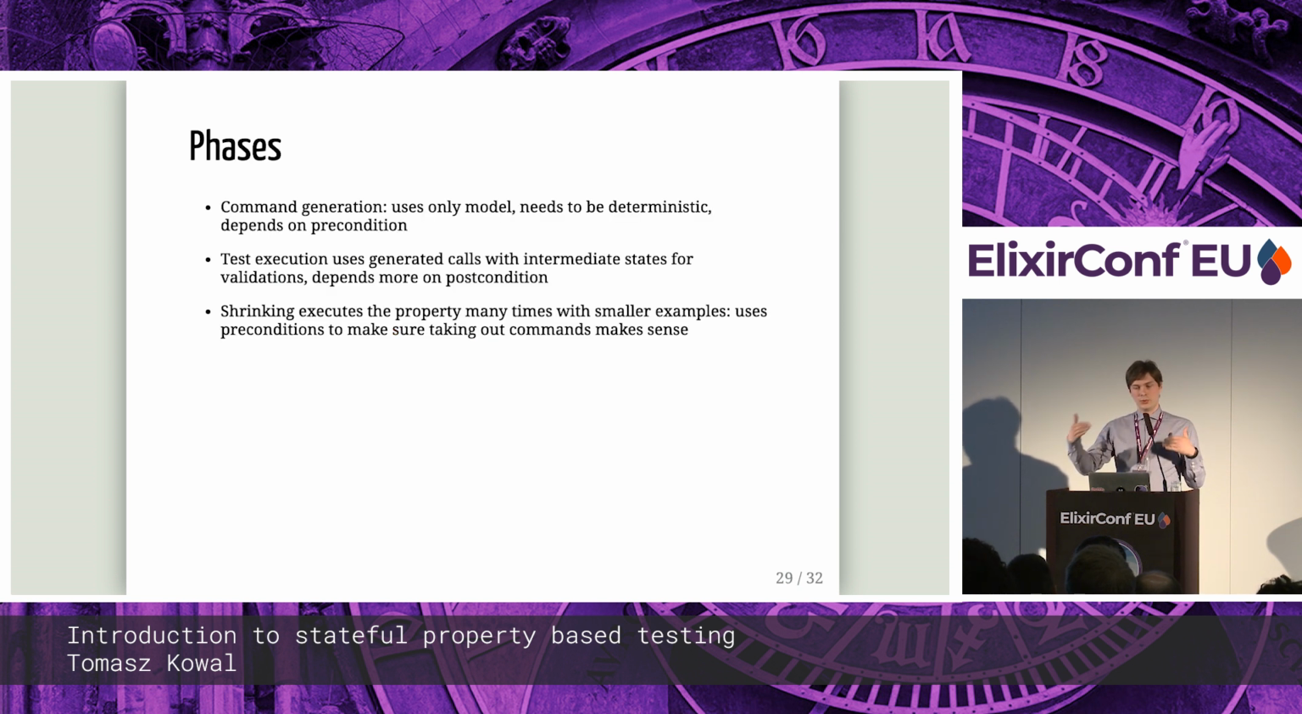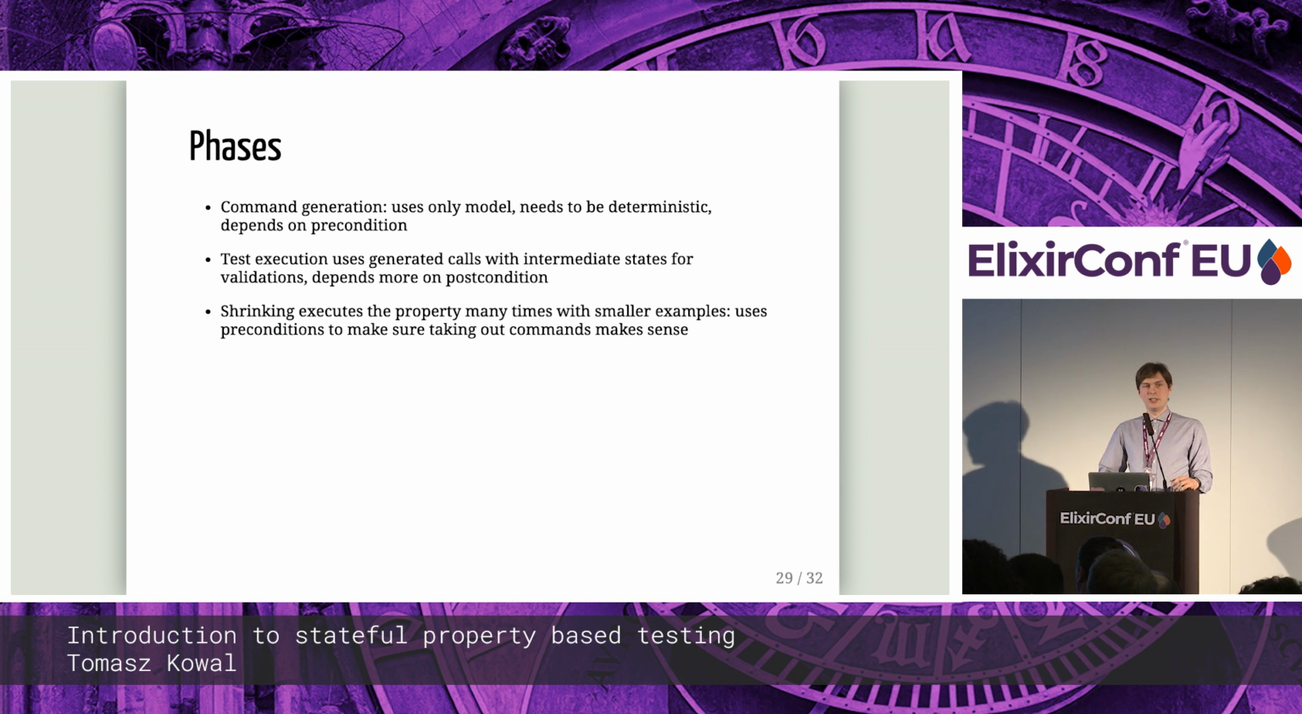So again, to recap how property-based testing works, we have first command generation that uses only our model, and it needs to be deterministic. So we only can use randomness that PropEr gives us. For example, oneof will select randomly one of the commands. But if in our model we do something with state that is random, then everything doesn't work.